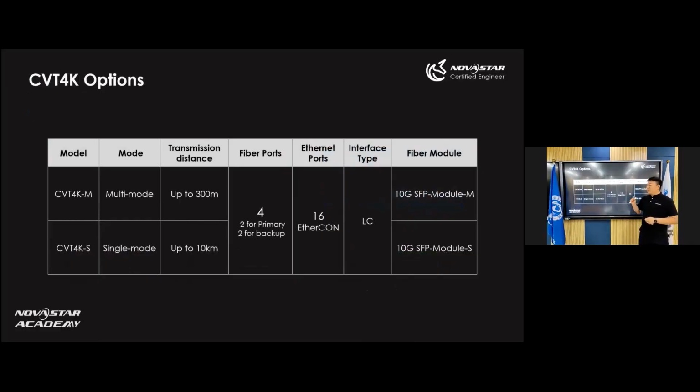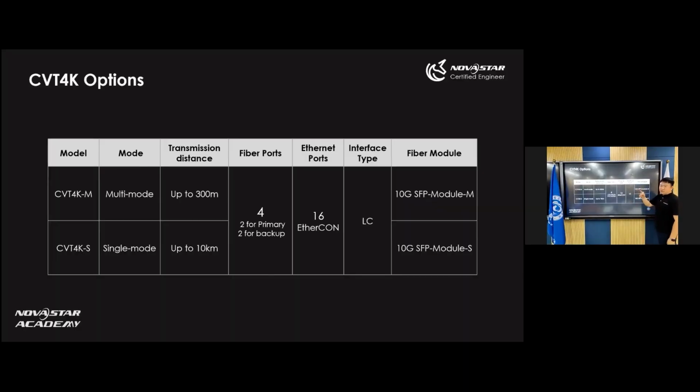And for the CVT4K, we also have the multi-mode and the single mode. The multi-mode, you just remember, multi-mode up to 600 and the single mode up to 10 kilometers. And the fiber ports, we have 4, 2 for primary and 2 for backup. And the Ethernet ports, we have 16 for the 4K screen. Normally the CVT4K is used together with MCTRL4K.